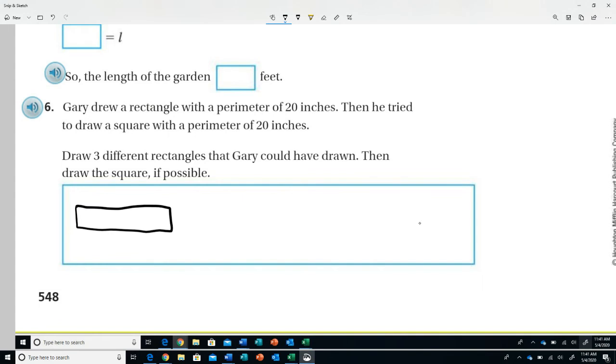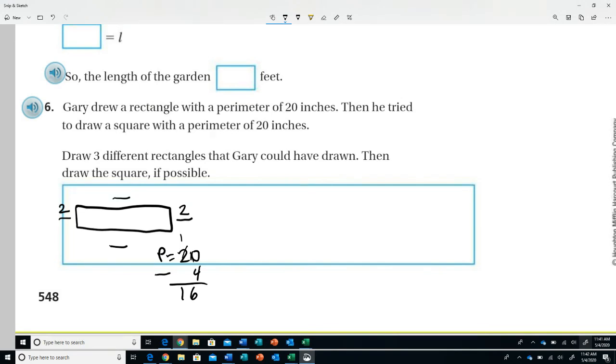So perimeter is 20. That means this side plus this side plus this side plus this side has to equal 20. You just have to play with your numbers. But remember, if I make this a 2, this automatically becomes 2. We're going to start right here. So if I've used 2 as my height on each side, I have a total of 4. Well, that means that I still have 16 left over.